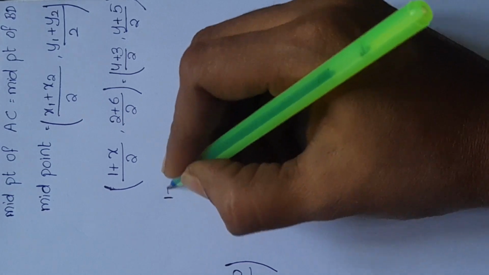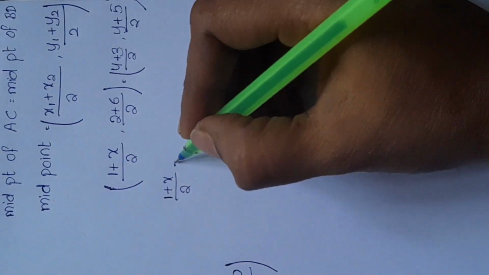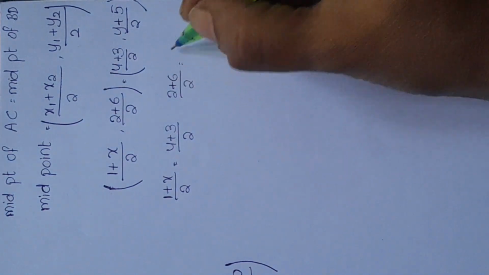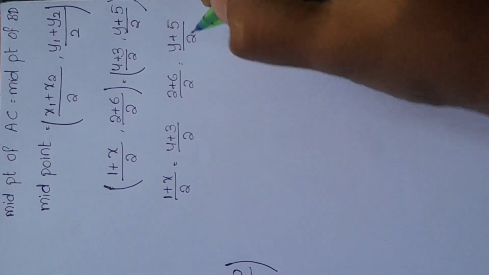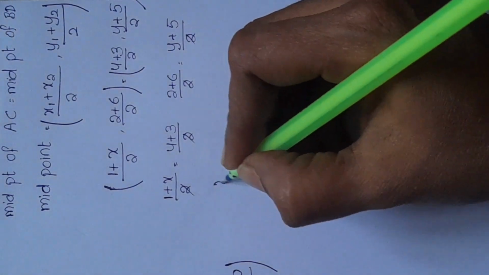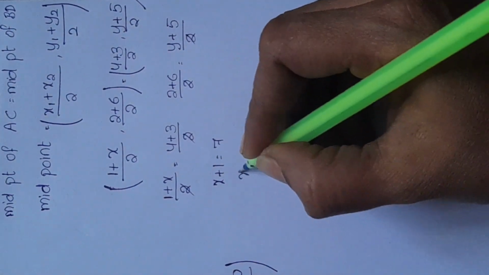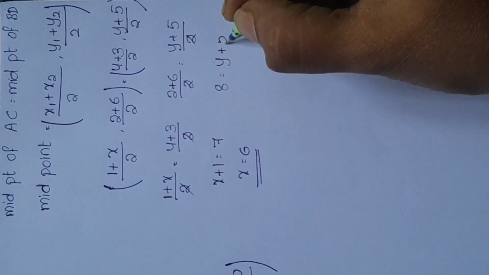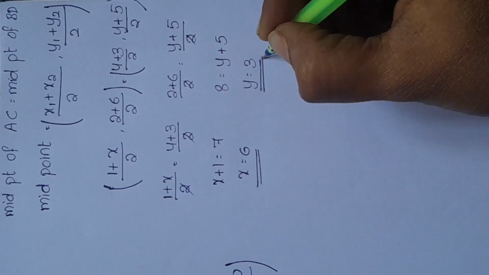Now let us equate the x coordinates individually and y coordinates individually. (1 plus x)/2 is equal to (4 plus 3)/2 and (2 plus 6)/2 is equal to (y plus 5)/2. The denominators get cancelled. x plus 1 is equal to 7. So x value is 6. 2 plus 6 is 8, is equal to y plus 5. y value is equal to 3.